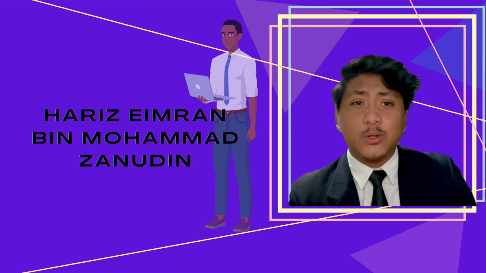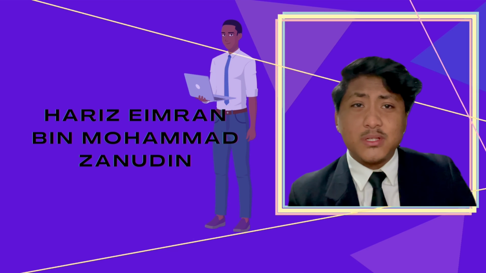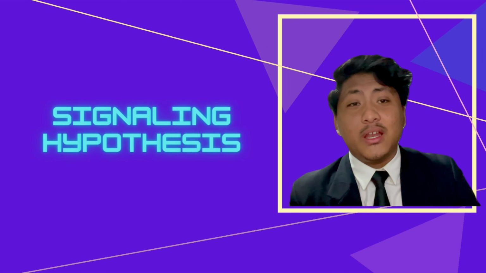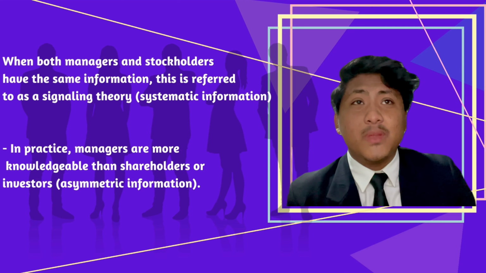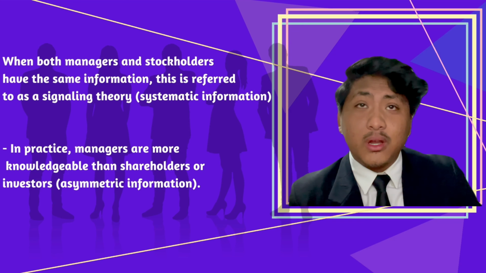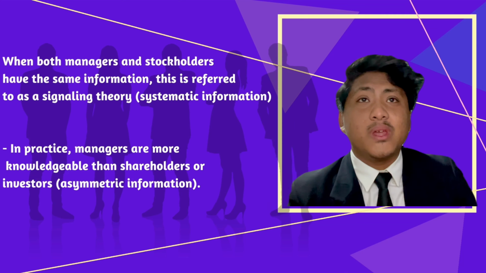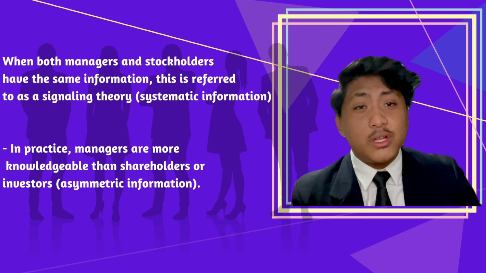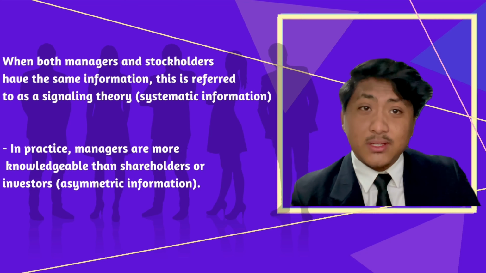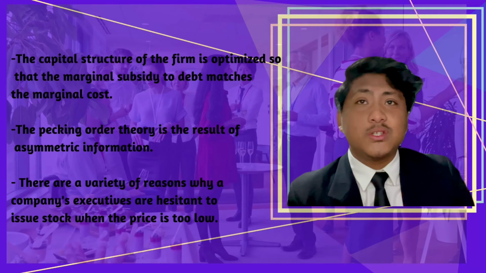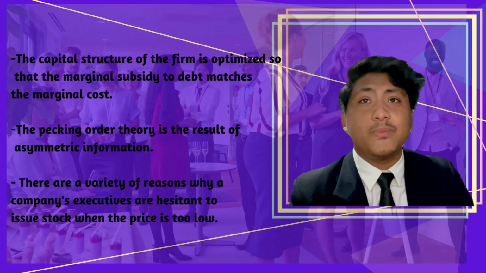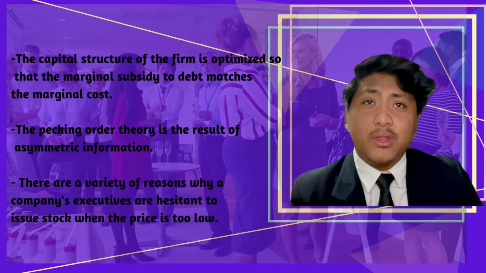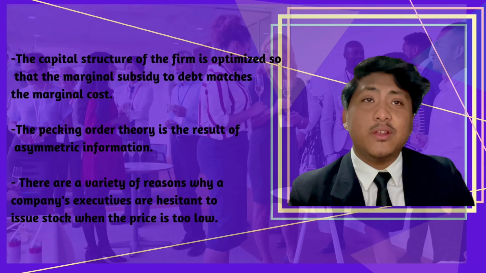Assalamualaikum warahmatullahi wabarakatuh. My name is Hariz Eimran bin Muhammad ZANUDIN, and I would like to present the signaling hypothesis. When both managers and stockholders have the same information, this is referred to as symmetric information. In practice, managers are more knowledgeable than shareholders or investors. This is asymmetric information. The capital structure of the firm is optimized so that the marginal subsidy to debt matches the marginal cost. Not only that, the pecking order theory is the result of asymmetric information.